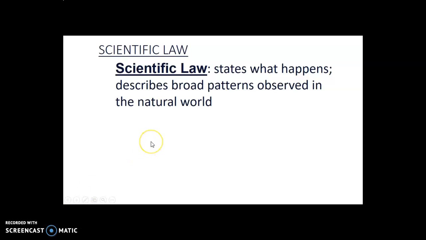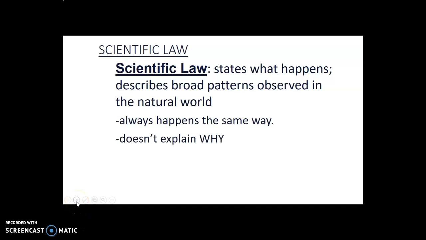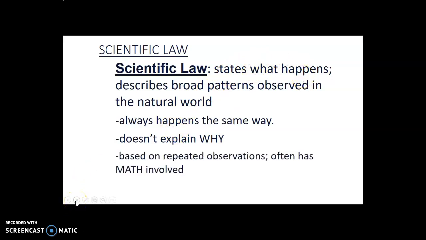But a scientific law states what happens. It describes broad patterns observed in the natural world. Okay, the key thing here is that it always happens the same way, but it doesn't explain why. Okay, and so that's an important distinction between laws and theories. Scientific laws do not explain why, they just state what happens. It is based on repeated observations, and there's often math involved. So if you ever see an equation within a statement, it's probably a law that you're looking at.